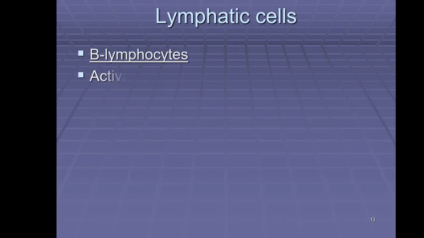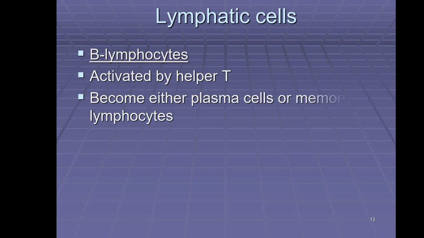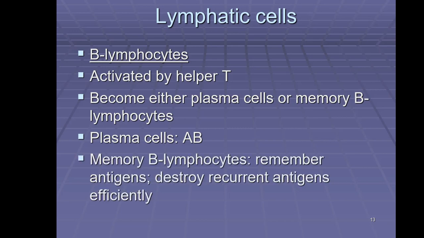Then we have B lymphocytes. These are also activated by the helper T. When they're activated, they differentiate either into plasma cells or another cell called a memory B lymphocyte. So if you remember, plasma cells secrete antibodies. So once the plasma cells start producing antibodies, those antibodies go out and try to target the antigens, the harmful things that are in the body. And then the memory B lymphocytes hang around and just kind of remember what antigens have gotten into the body.